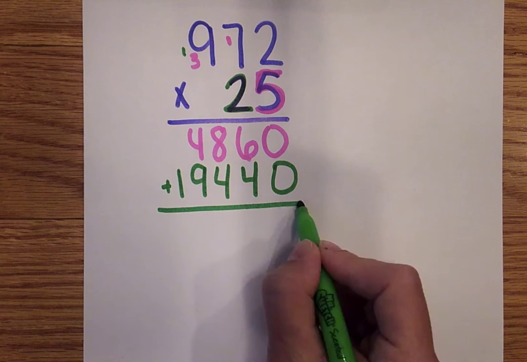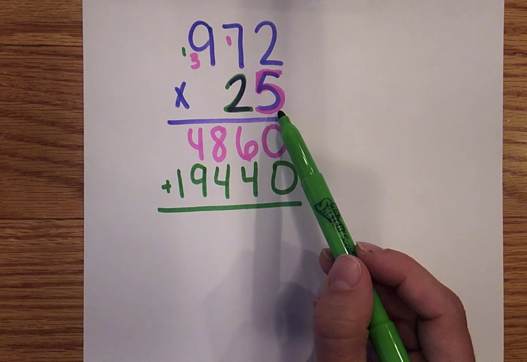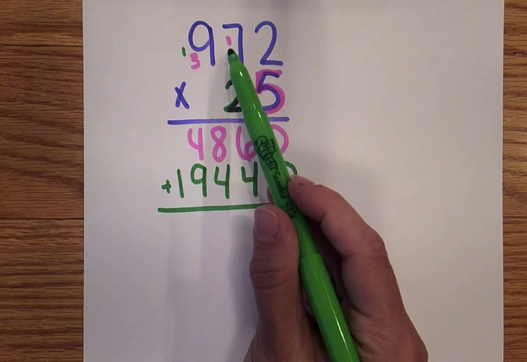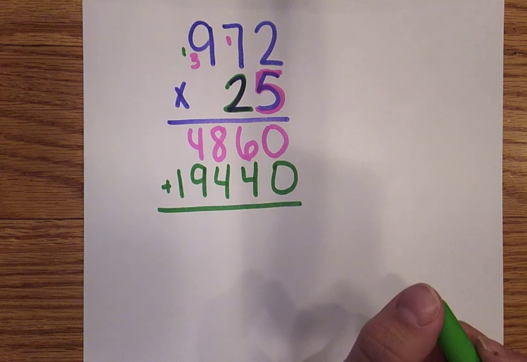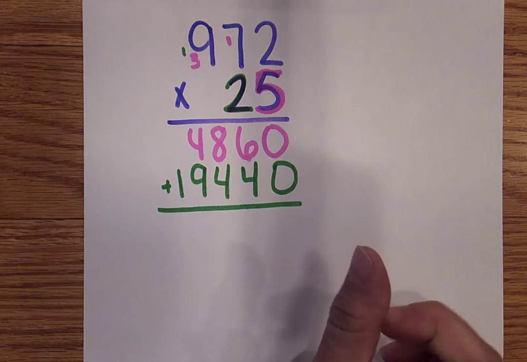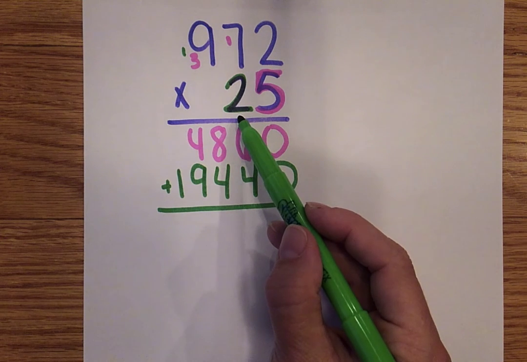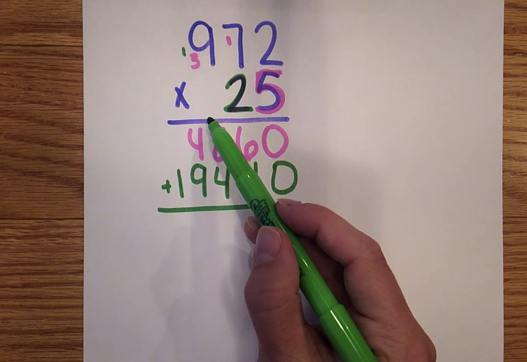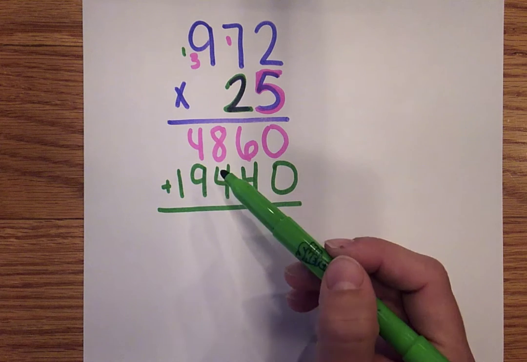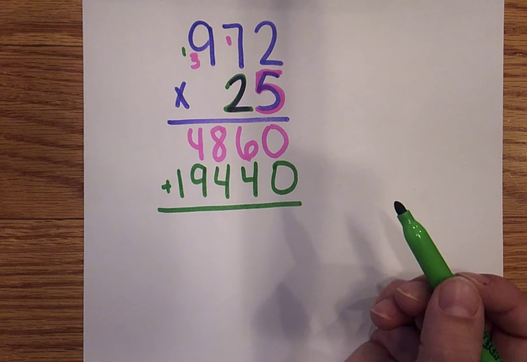Something that may be helpful when you are finished with a number like the 5 and you've regrouped, just take your eraser. Erase those regroupings. You don't need them anymore. So that when you go to multiply by your tens place, or even your hundreds place for that matter, you're not confused on which number you have to regroup.